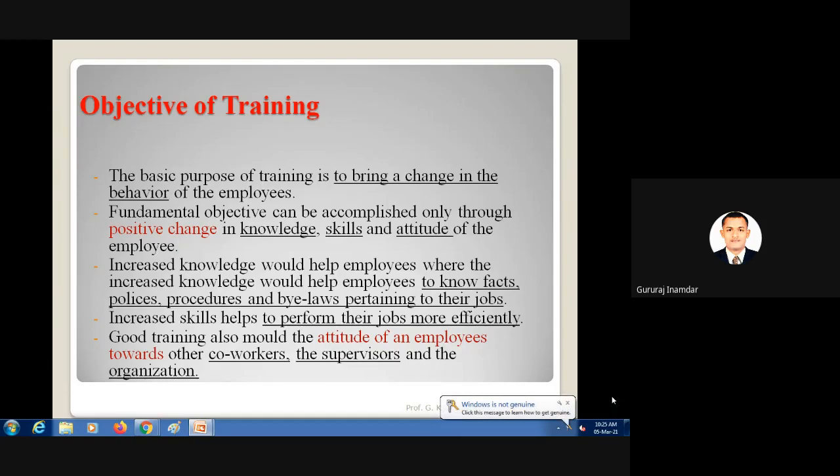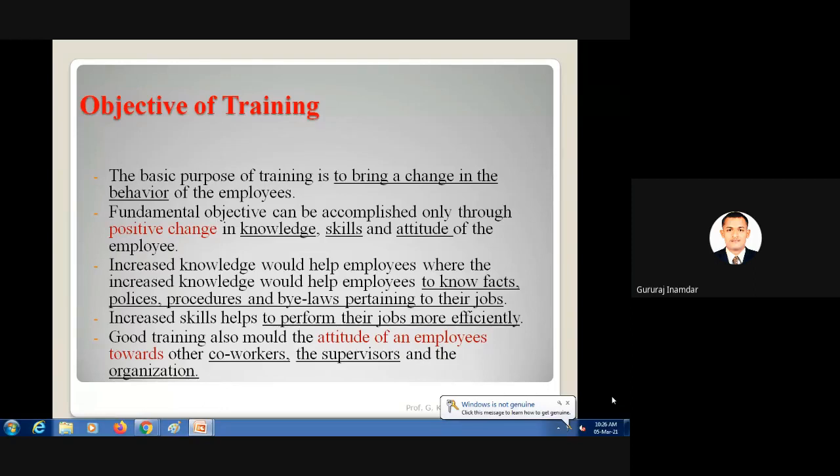Next objective, increased knowledge would help the employee to know facts, policies, procedures and bylaws pertaining to their job. Whatever the factors should be there, you have to consider. We have to fulfill those factors. There may be facts, policies, procedures, bylaws, and those factors we should consider while giving the training.